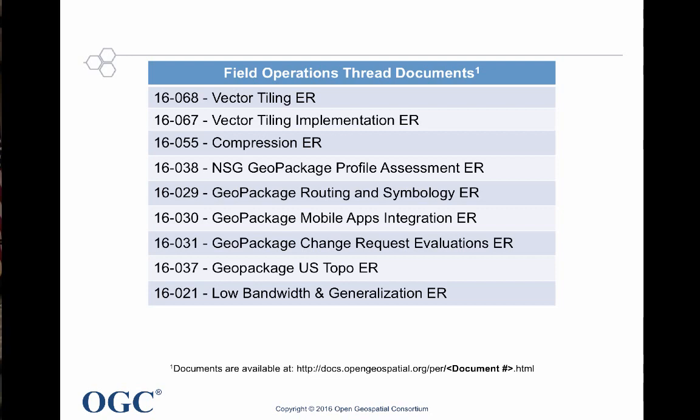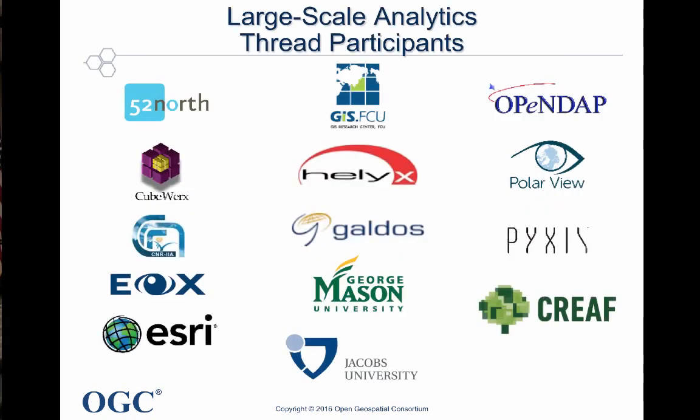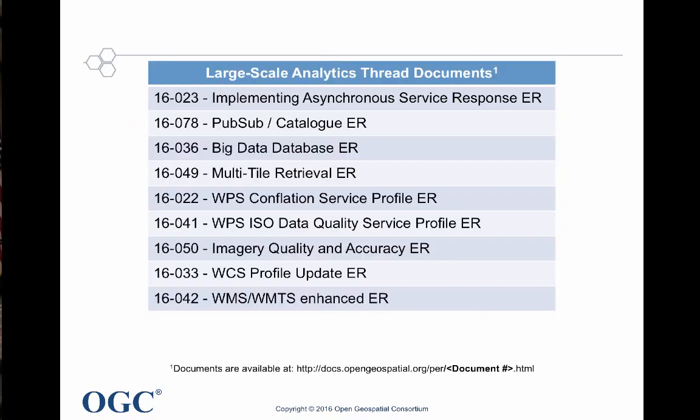The large scale analytics had the following participants. And these were the reports. So implementing synchronous service response engineer report, pops up, catalog, big data database, multi-tile retrieval, WPS conflation service, WPS ISO data quality service profile, imagery quality and accuracy, WCS profile, and WMS, WMTS enhanced.